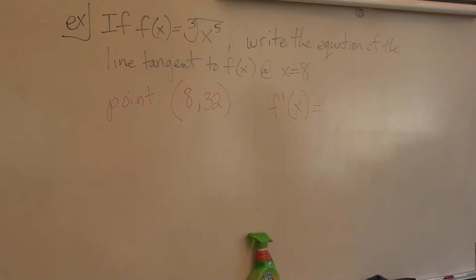So it's 5 thirds, the cube root of x squared. Now let's do this. You just plug it in.